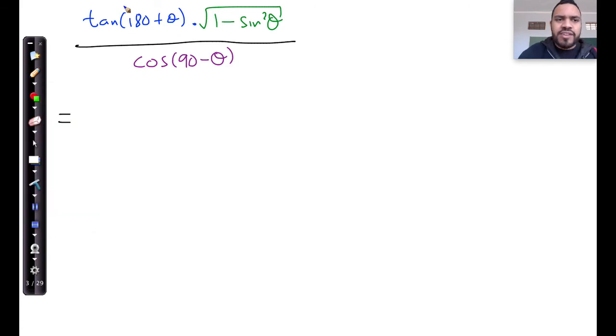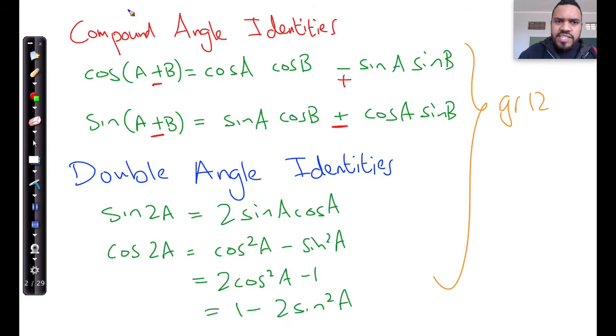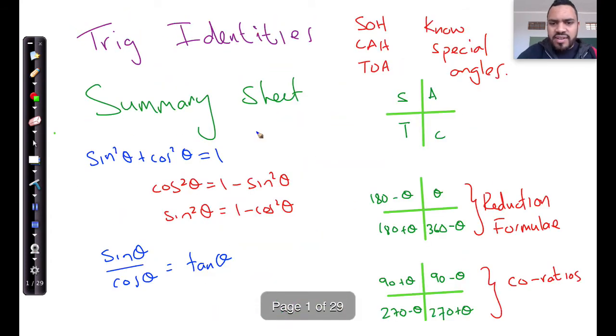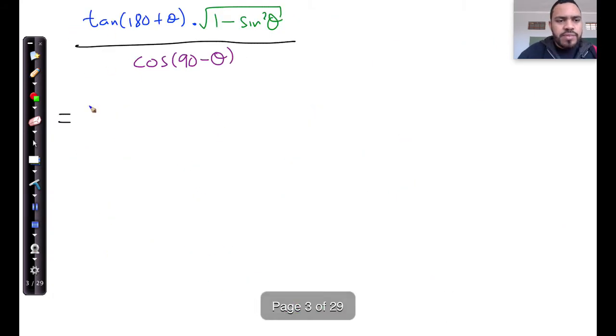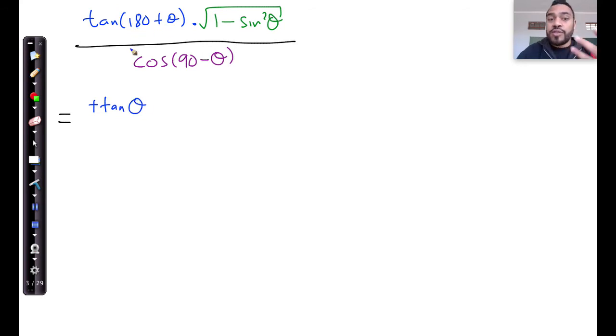So let's start off with tan of 180 plus theta. Firstly, we need to identify which quadrant tan 180 plus theta is in. It's in the third quadrant. And in the third quadrant, we identify that tan is going to be positive. So that's what I put in here. I just simply make this positive tan of theta, of the acute angle that is added to the 180.